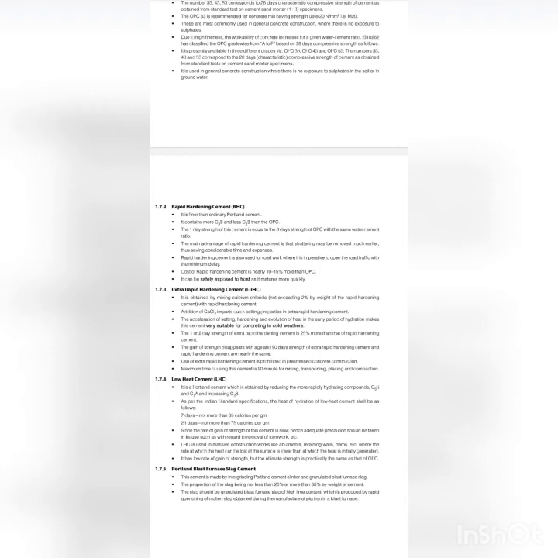The third one is extra rapid hardening cement. It is obtained by mixing calcium chloride with rapid hardening cement. Addition of CaCl2 or calcium chloride imparts quick setting properties in extra rapid hardening cement. The acceleration of setting, hardening and evolution of heat in the early period of hydration makes the cement very suitable for concreting in cold weather. The first or second day strength of extra rapid hardening cement is 25% more than that of rapid hardening cement.